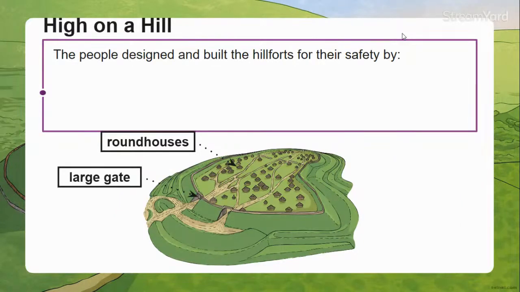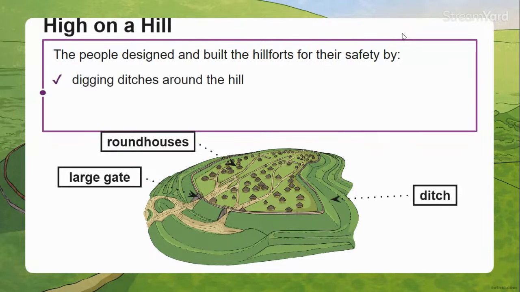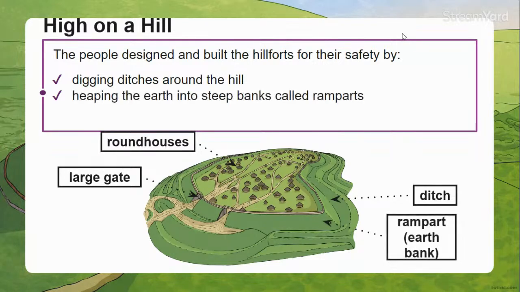Well, the people designed their houses for safety. You should have picked out the large gates. So you've got your roundhouses, but you've also got the start of what we would call today city gates. We've got large gates that you can close. The other thing that we noticed in those pictures at the beginning, and we keep seeing, are these huge ditches that are built. It's not as easy as running up a hill. If you've dug in these layers, these ditches, it makes it much harder to attack.